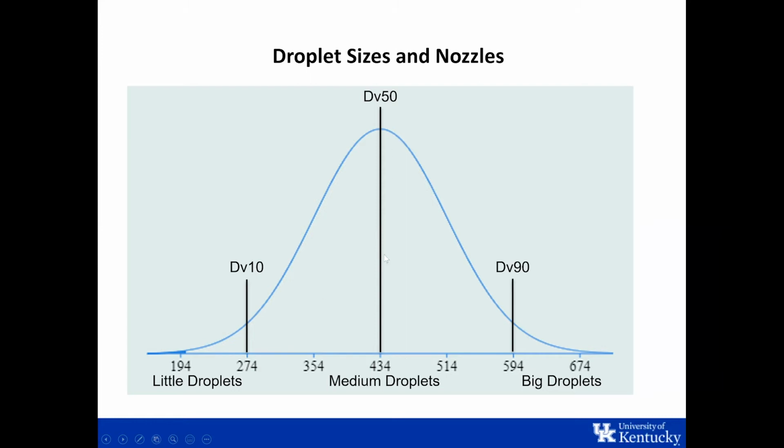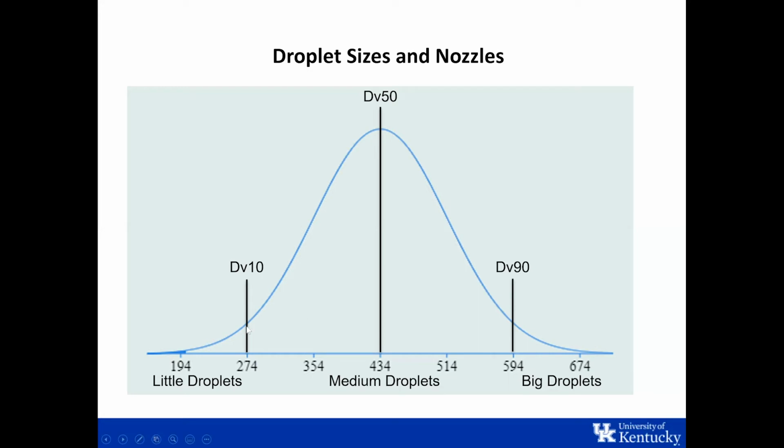And that DV50 typically tells you where most of the droplets fall. The DV50 essentially tells you that 50% of the droplets in this case are 434 microns or smaller. So that DV50 gives you a pretty good idea where the majority of the droplets are as far as size within that spray cloud or spray volume coming out of that nozzle. But the DV10 and the DV90, numbers that aren't always published, you don't see a whole lot, can also tell us a lot about that nozzle.